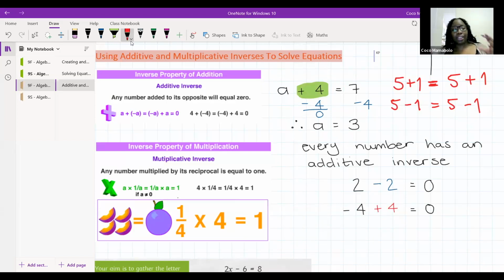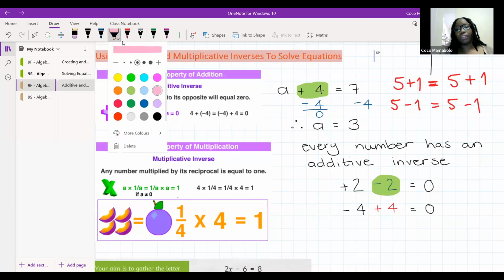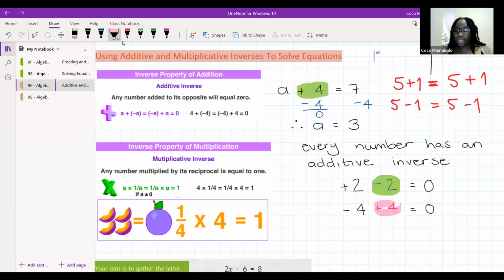Now, everybody at this point is going to be like, okay, ma'am, I see you. As long as the other number has the opposite sign, we're going to refer to it as the additive inverse. Yes? If this is +2, the additive inverse of +2 is -2. If this is -4, the additive inverse of -4 is +4. Do you see how they're the same number? They just have the opposite sign.